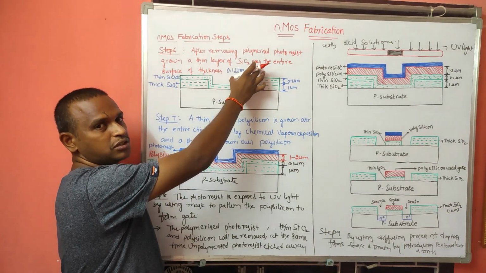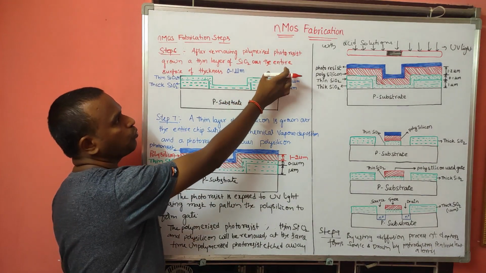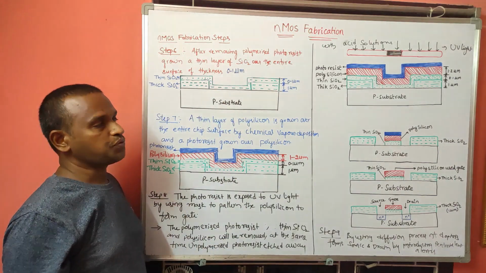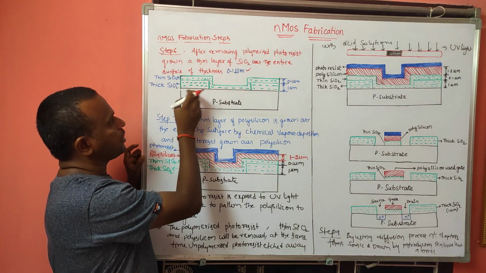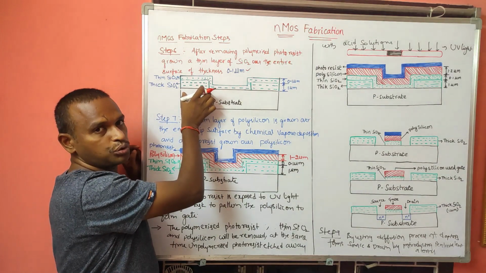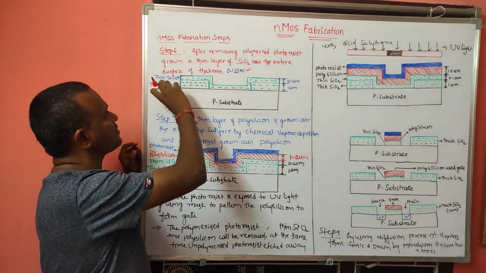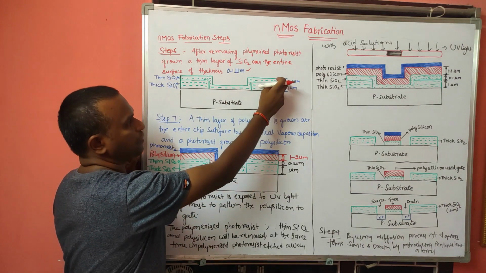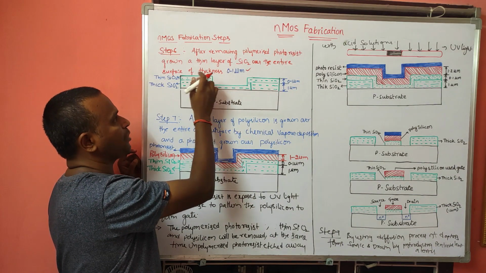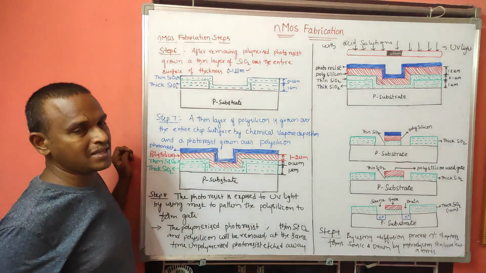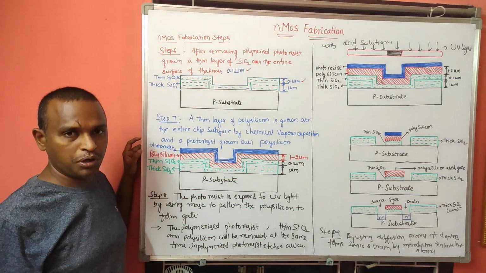After removal of the polymerized photoresist, we grow a thin oxide layer of SiO2 over the entire surface with a thickness of 0.1 micrometer. Here we already have some thick SiO2, and here also we have thick SiO2. Next we will place thin SiO2 throughout the surface of the wafer, including above this thick SiO2. I am representing that thin SiO2 like this, with a height of 0.1 micrometer thickness.